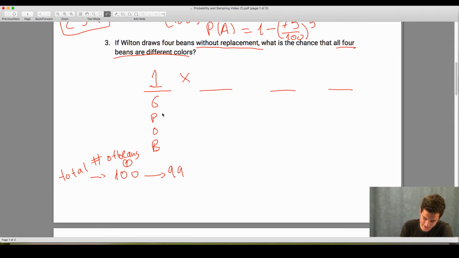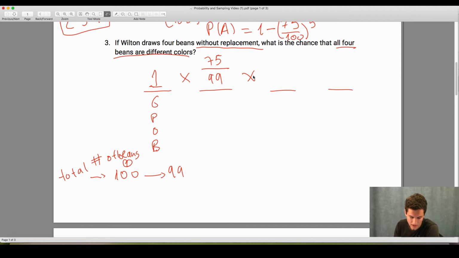So now, since I want to sample something that is not what I got in my first trial, that means that I have 75 possible options, like 25 for each color that I didn't draw in my first trial, divided by a total of 99 beans, which is the total number of beans that remains in my jar.